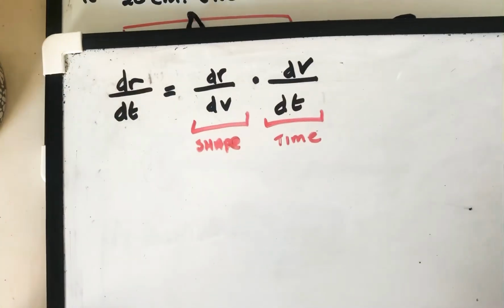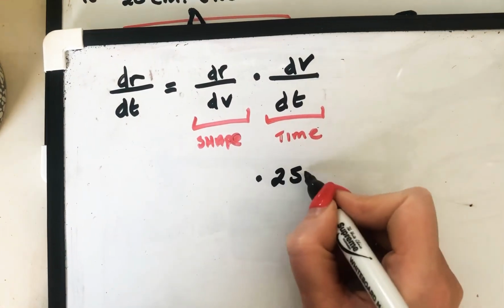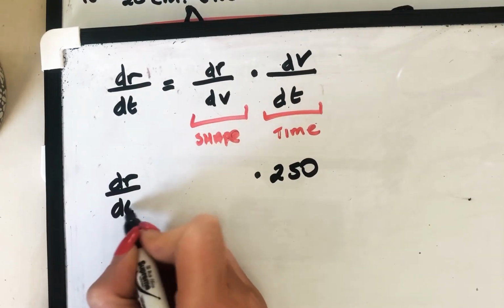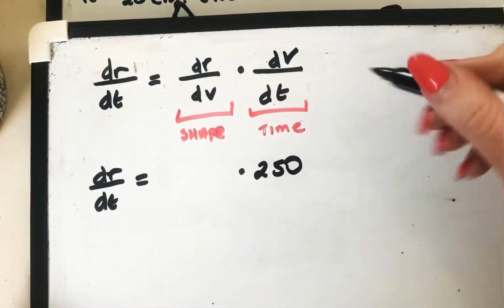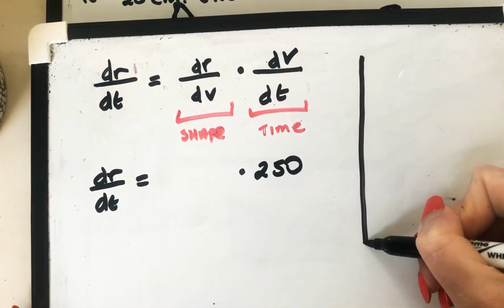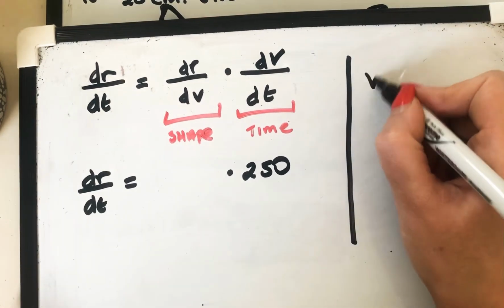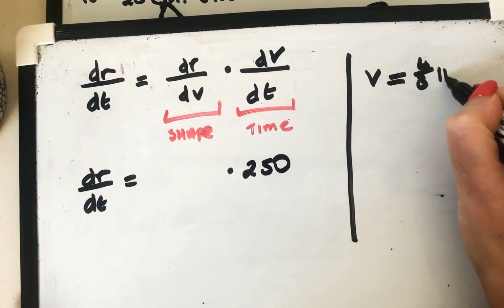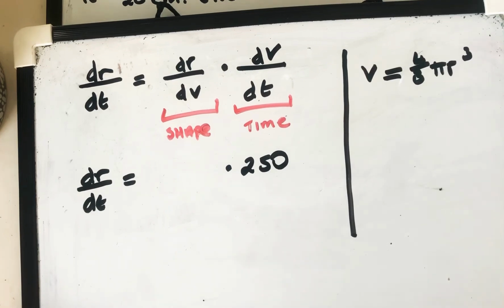So let's write down, instead of dV dt, 250. Now we only have to worry about the dr over dV. I said that's always the shape, so let's do a bit of work here. The shape we're talking about is a sphere. If you go to your log tables, your formula for a sphere is 4 over 3 pi r cubed. Now we have to differentiate because we're in differential calculus.